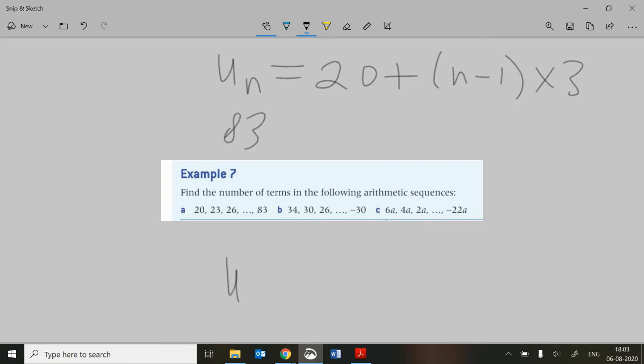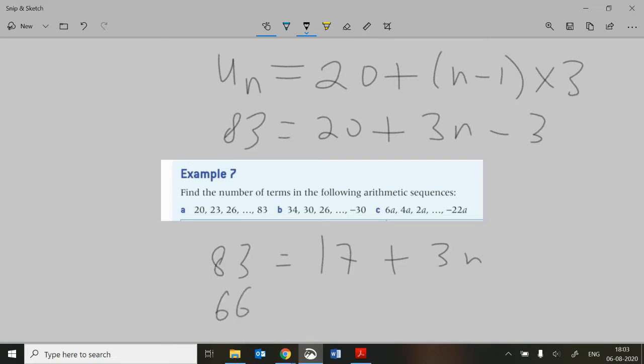So n is often used as the last term. And if they want any term, they might use Ur. And that might be different to how you've used it at GCSE or any preceding course. Okay, 83 is equal to 20 plus n minus 1 times 3 again. Multiply that out. Being a bit slow here today. 3n minus 3. So we've got 17 plus 3n equals 83. We can take off the 17. What's it taking us down to? 66 equals 3n. Divide by 3 and that will give us the 22 terms.